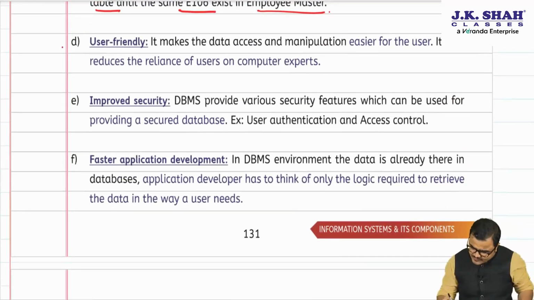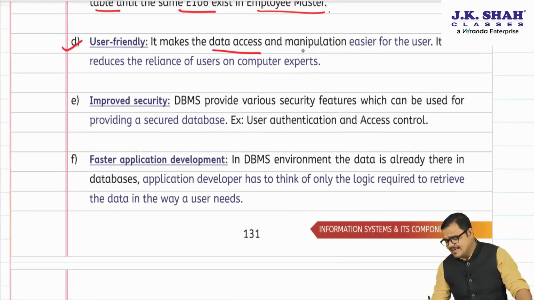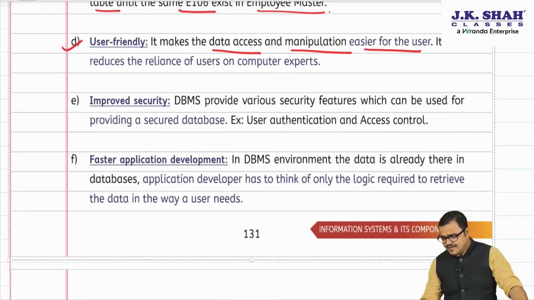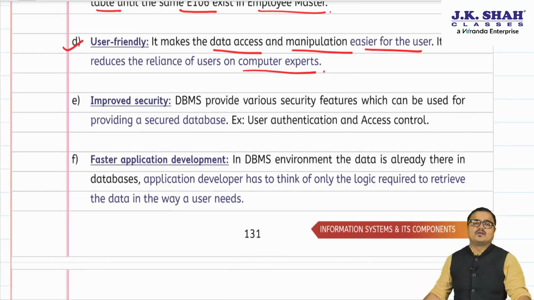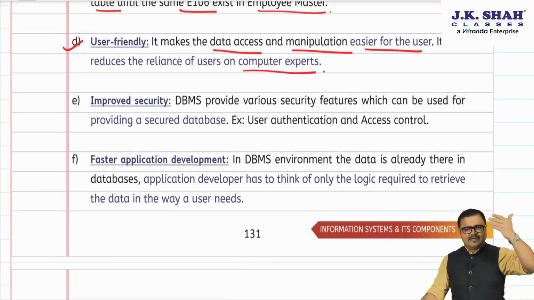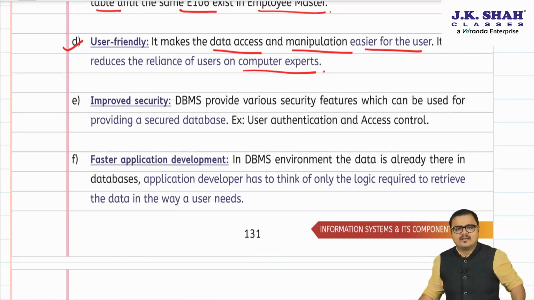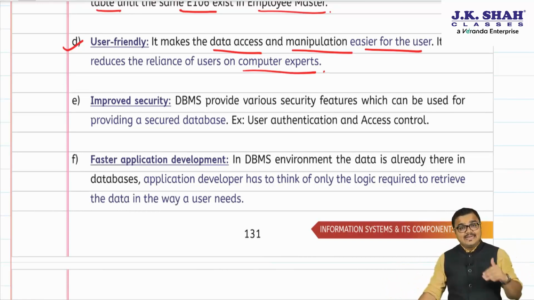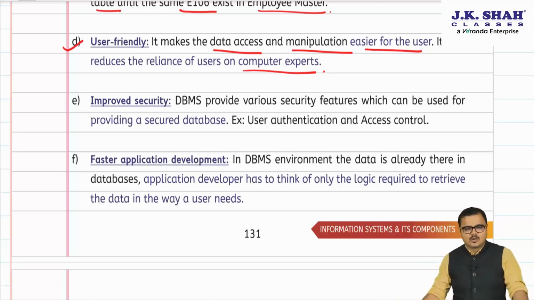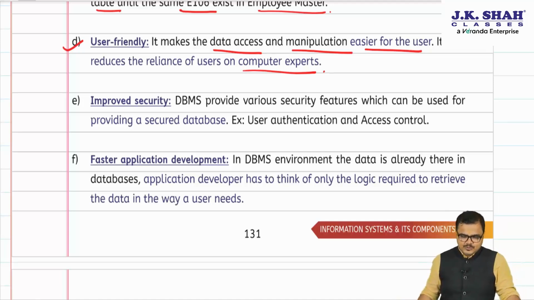Next, user friendly. It makes data access and manipulation much easier for the users and there is less dependency on computer experts. Earlier, when database management software used to come, you required a hardware engineer or software engineer just to make the data entry. To generate the report, you were dependent on computer experts. But nowadays, it is quite easy for everyone to use.